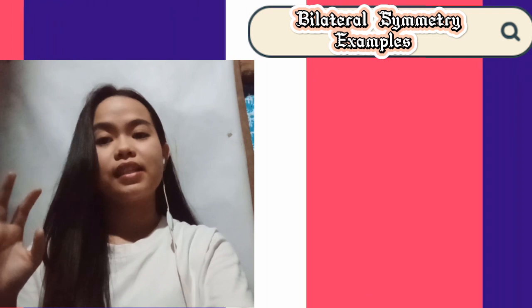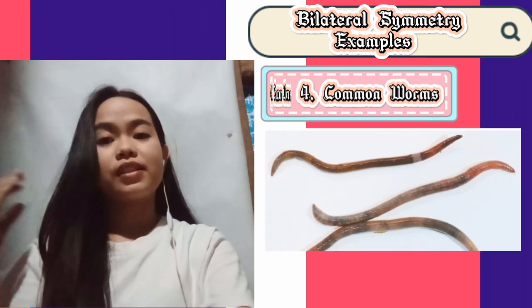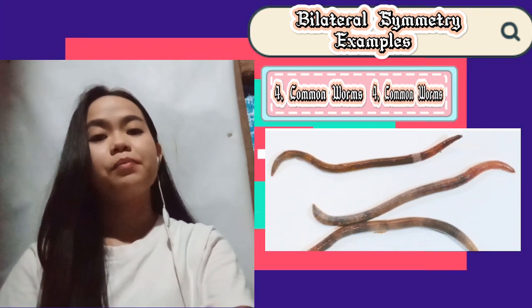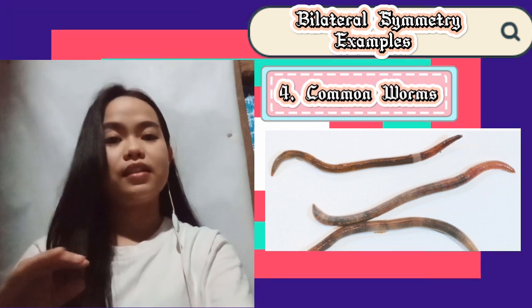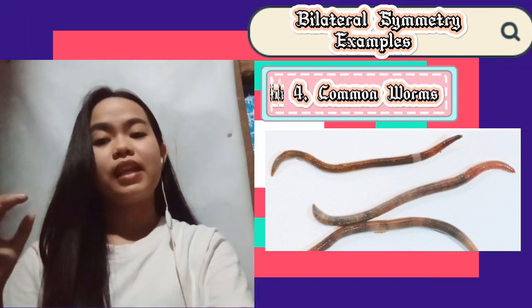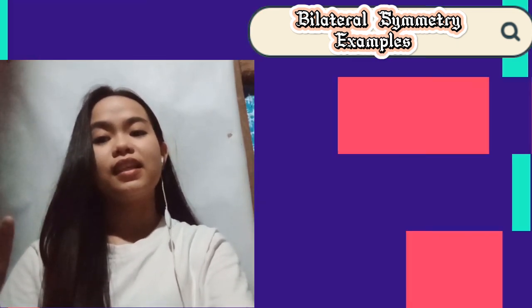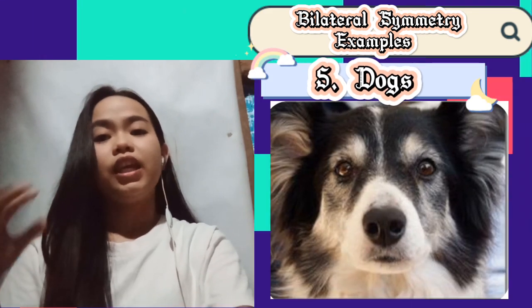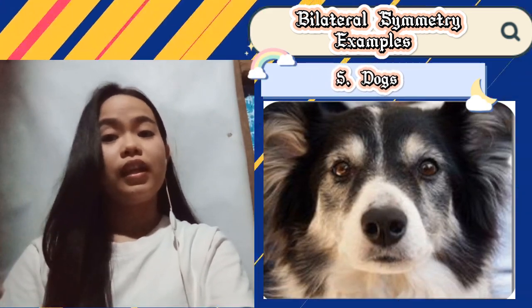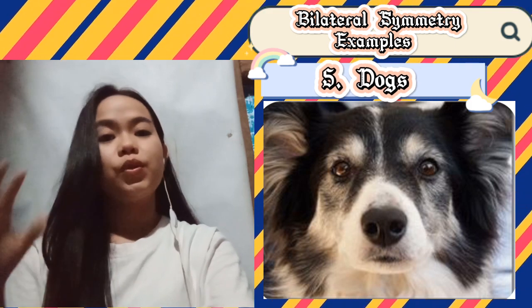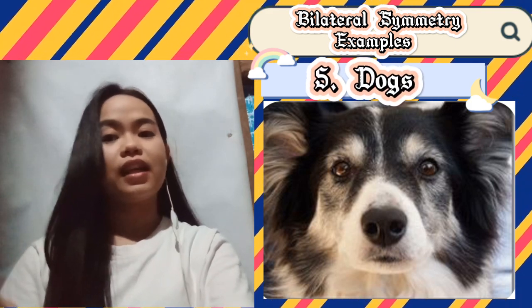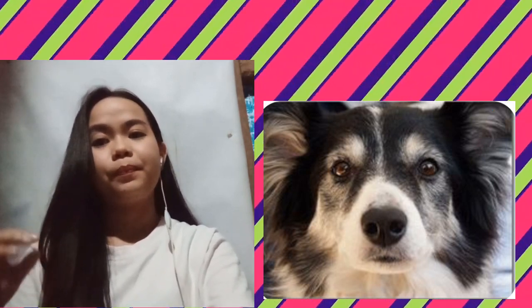The fourth one is the common worms, because the right side of their bodies is a mirror of the left side. One type of worm is the flatworm. Lastly is the dogs. If you divide dogs into two, they still have the same pattern. You can still see the identical features they have. So the next is the fractal.